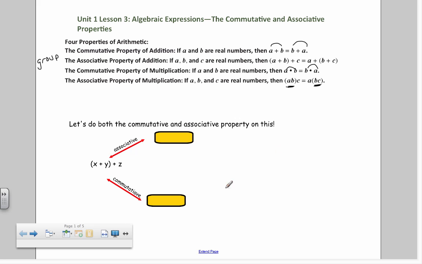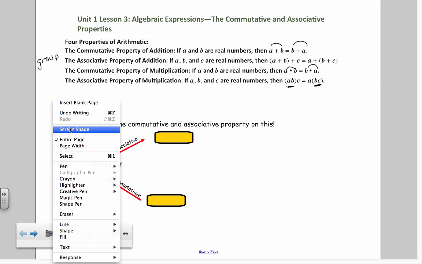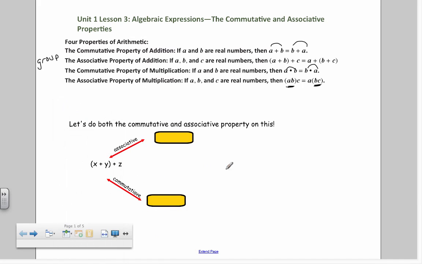So, for example, down here, let's say we wanted to do the associative property here. Remember, associate, who do you hang around with? Who do you associate with? Right now, according to this, X and Y are associating with each other. But if we wanted to change their association, what we could do is we could now say Y and Z are associating together.